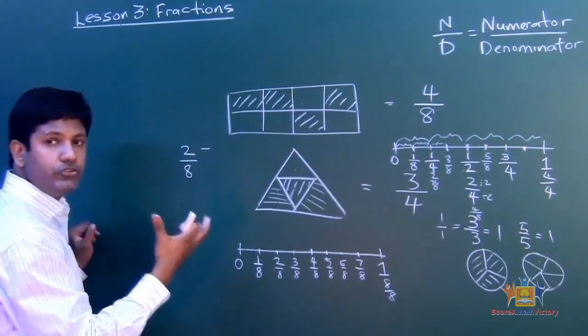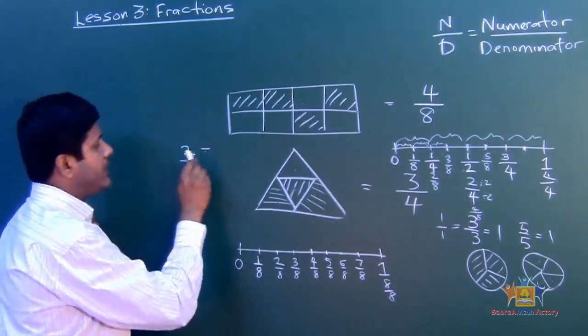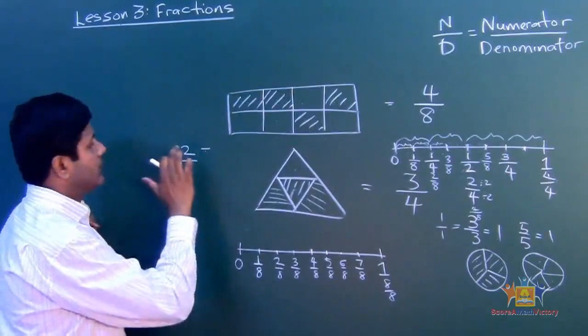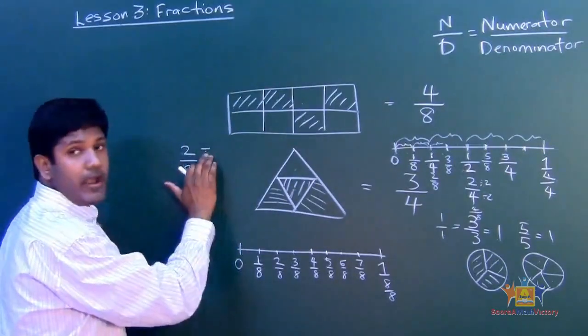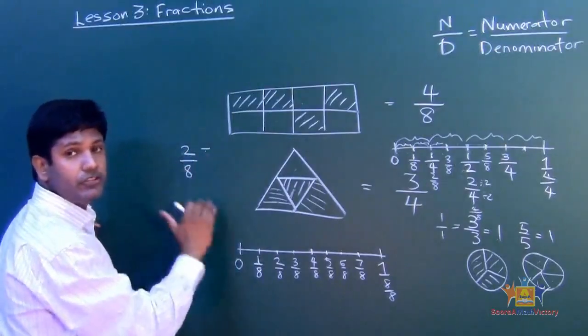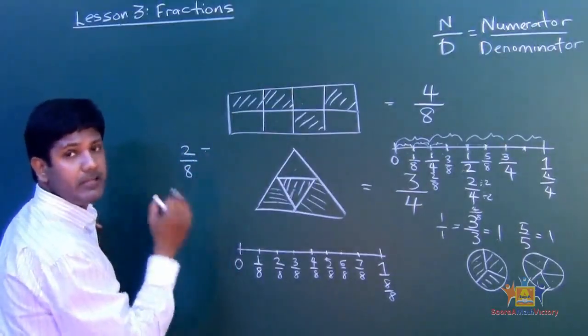When I say reduce, that means I'm simplifying. In other words, I'm dividing by a common number. The numerator and the denominator have to be divided by the same number. If I divide the numerator, I have to divide the denominator also. I cannot just divide one and not the other. So it has to be done for both.